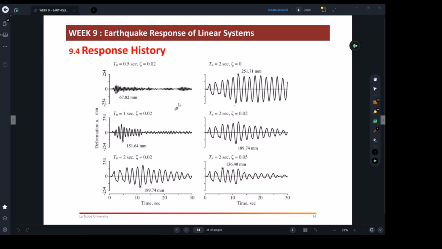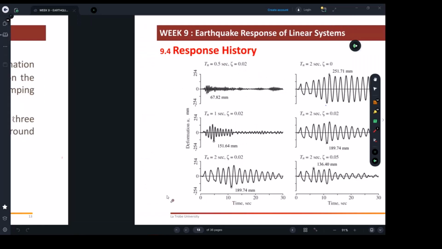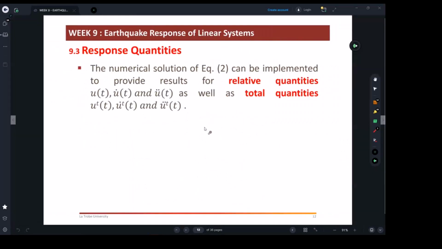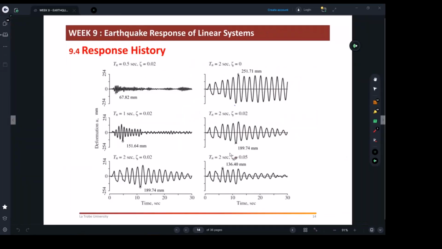So going back to the point, what they're doing here, in this column, the time period is changing from 0.5 to 1 to 2, while the damping is constant. And on this side, they're keeping the time period constant, and they're changing the damping value. So they're just letting you experience. I'm just not sure if this was actually for El Centro or not. That's what I cannot confirm at this stage.